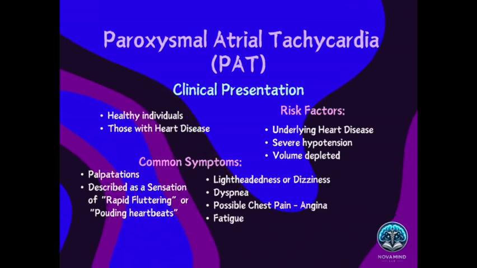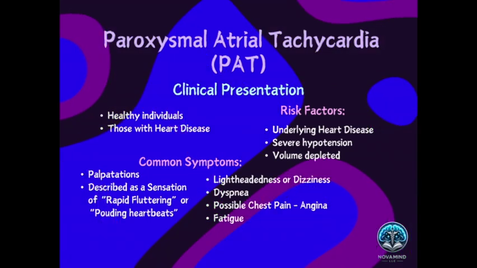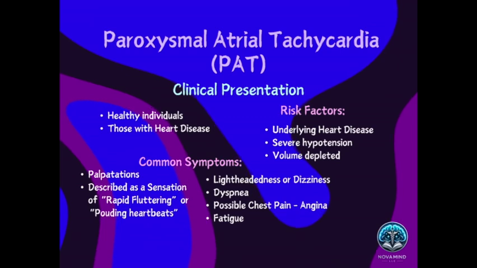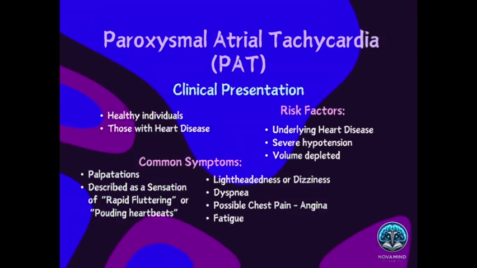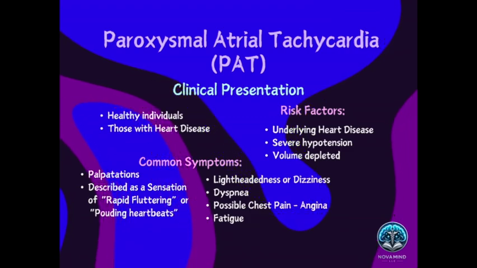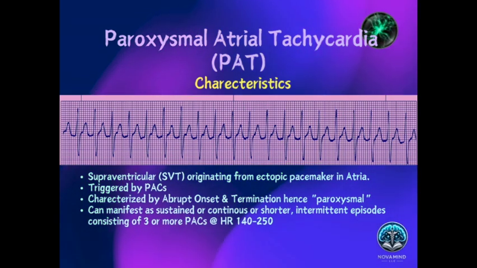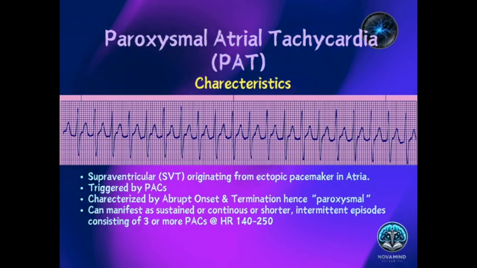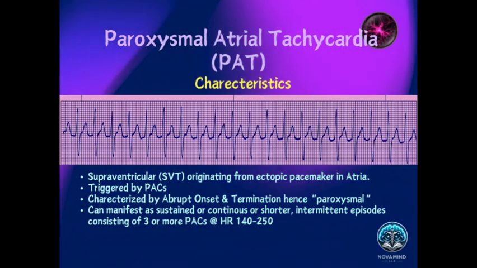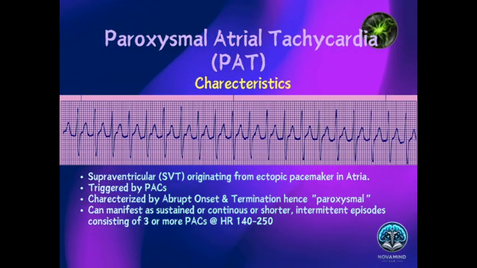Patients, particularly those with coronary artery disease or myocardial ischemia, may report chest pain during episodes. It's usually described as a tightness or pressure in the chest. This is more likely in patients with underlying heart disease, severe hypotension, or those who are volume depleted. PAT characteristics on the ECG. Paroxysmal atrial tachycardia is a supraventricular arrhythmia originating from an ectopic pacemaker site within the atria, typically with a heart rate ranging between 140 to 250 beats per minute.